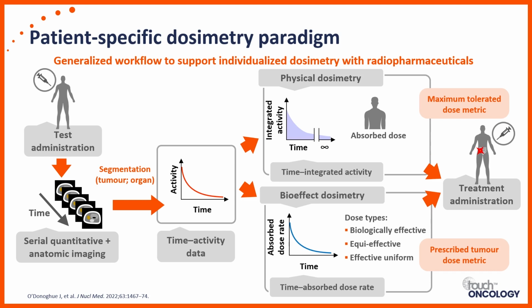And that data allows you to characterize the concentration of activity in various organs and tissues throughout the body as a function of time. And based on that, we're able to calculate the total number of radioactive decays that's occurring in normal organs as well as tumor tissues. And that allows us to compute the radiation dose.